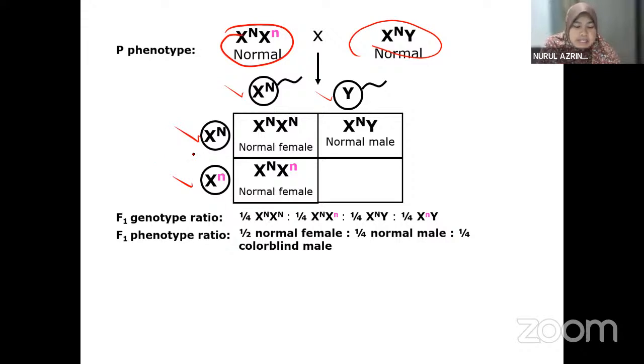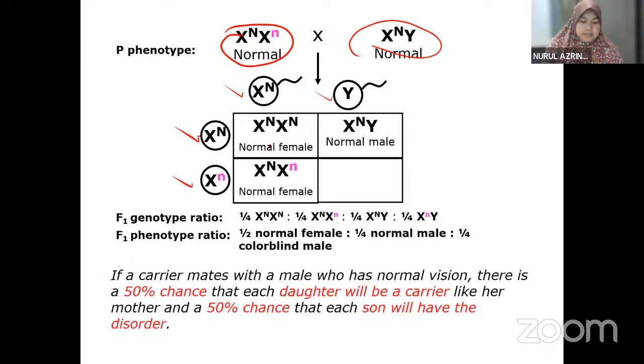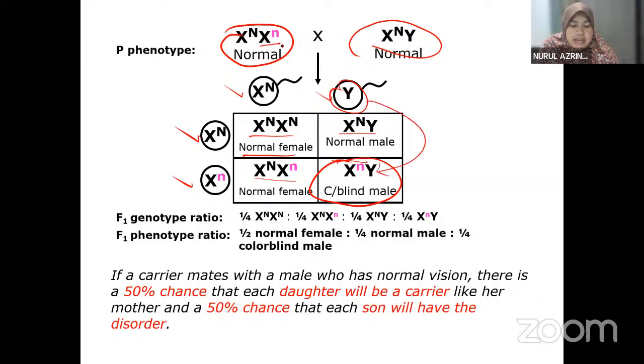Now you can see that here. So yang combination pertama X capital N, normal female. Second one is X capital N, Y, right? So that is normal male. And this one is X capital N, X small n, normal female. And last one here is X small n, Y. So you can see from here that this is colorblind male. So he got Y from the father and he got the allele of small n from the mother.